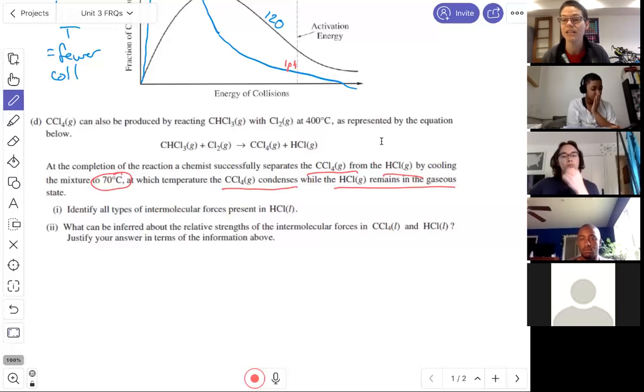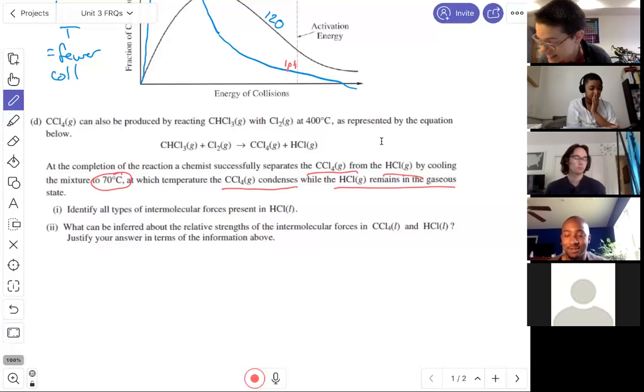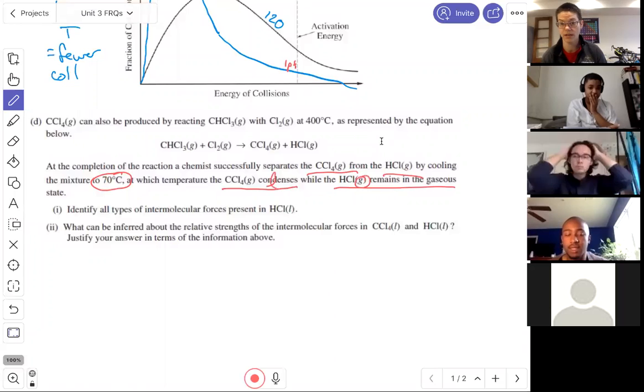So what does that mean for the state of matter of carbon tetrachloride at 70? Is it a solid or a liquid? It's a liquid. All right. Condenses means it's become a liquid, where it says HCl remains a gas. Ms. Baskin, what's the term for when something becomes a solid then? Freezes, or from a gas, it would be deposits. Okay. Yeah.